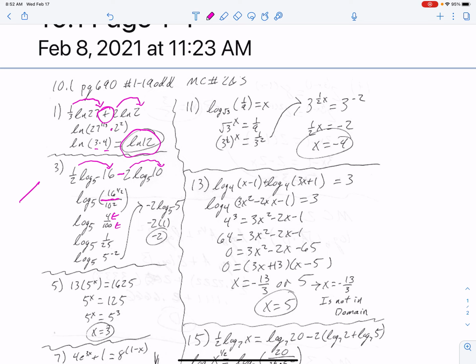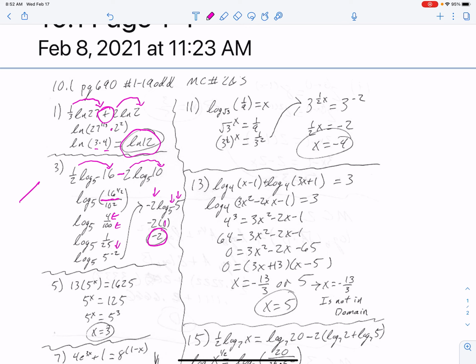Now, 1/25 is the same as 5 to the negative second. I can move that negative 2 in front, and then the logarithm, when the base and what we're taking logarithm of are equal, we know it's just 1, so my final answer is -2.